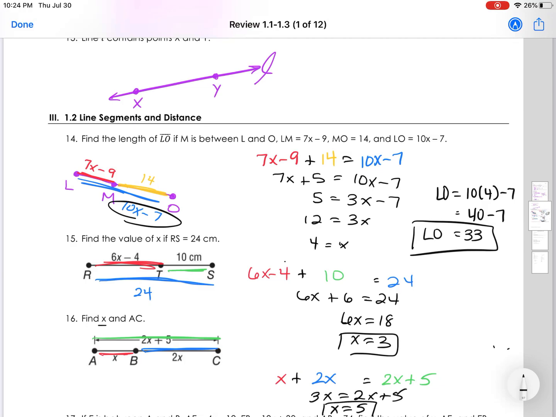All right, that's part of it. Then we want to find AC, which is this entire thing. So AC is going to equal 2 times x, which is 5, plus 5. So that's 10 plus 5, and we'll get that AC is 15.